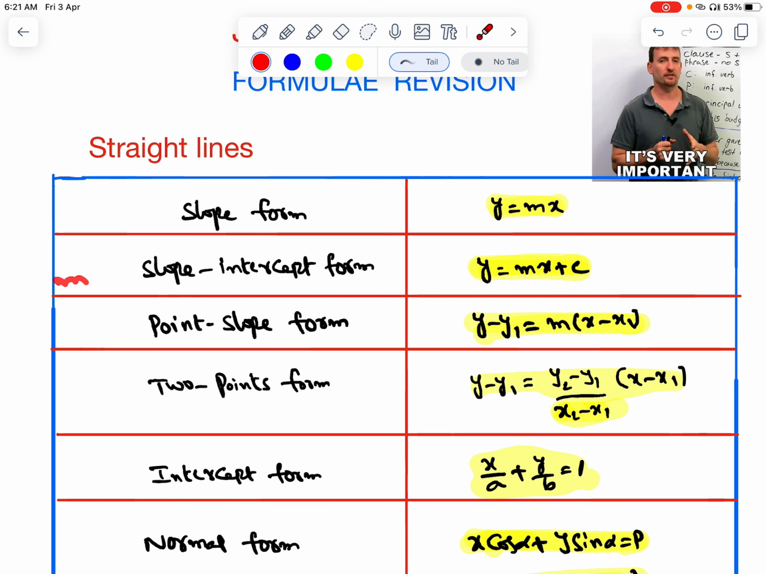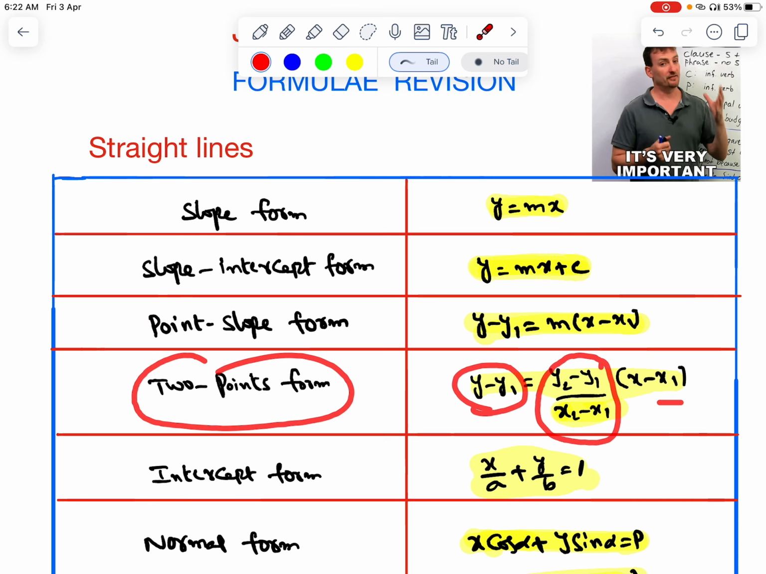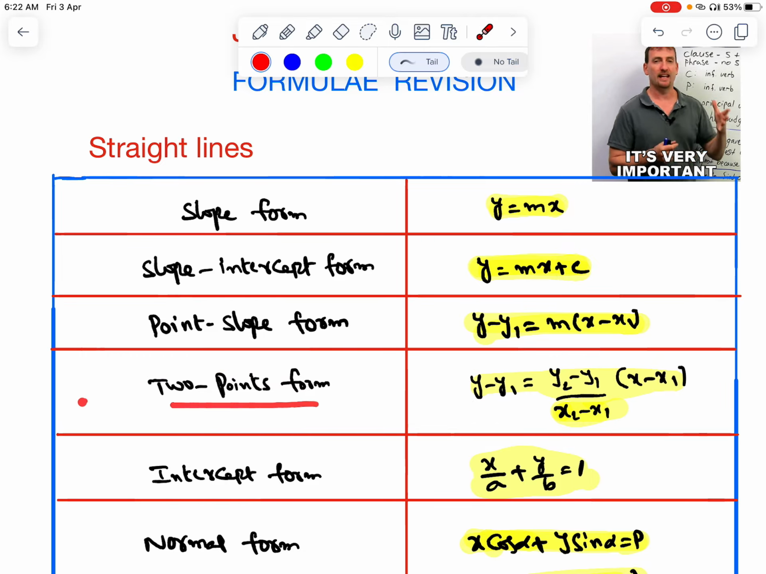Here we have one slope. Okay. Point slope form: y minus y1 is equal to m into x minus x1. Here we have one point, x1 y1, and slope m. Two points form: y minus y1 is equal to (y2 minus y1) by (x2 minus x1) into x minus x1. Here two points, x1 y1 and x2 y2.